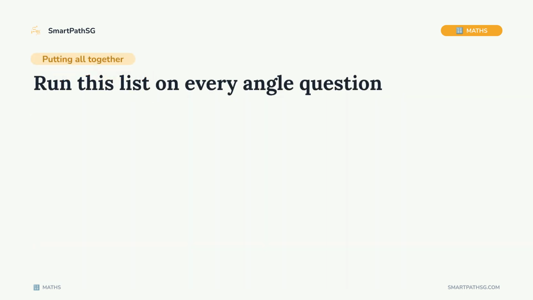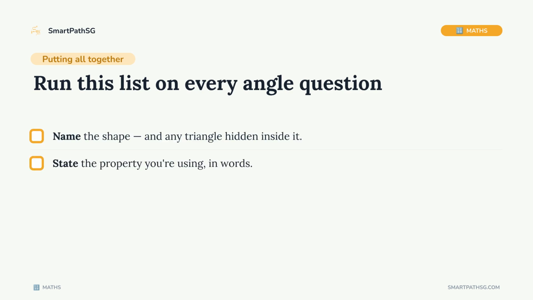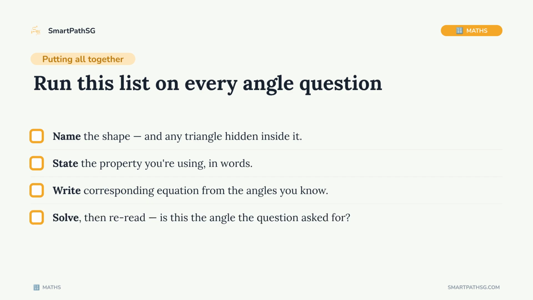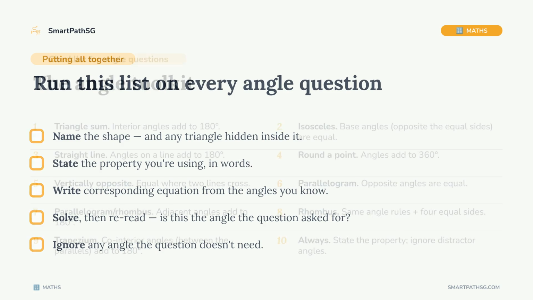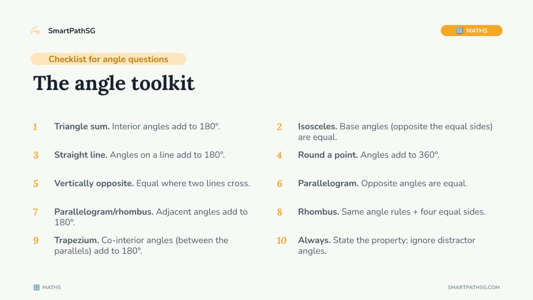Now let's put it all together. For every angle question, name the shape, state the property in words, write the corresponding equation, solve, then reread to check it's the angle the question asked for, and ignore anything you don't need. Finally, here's the whole toolkit on one slide for your easy reference.